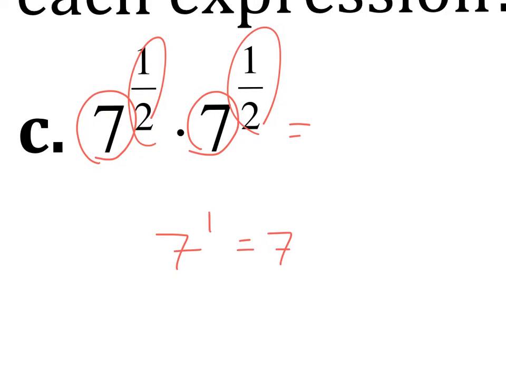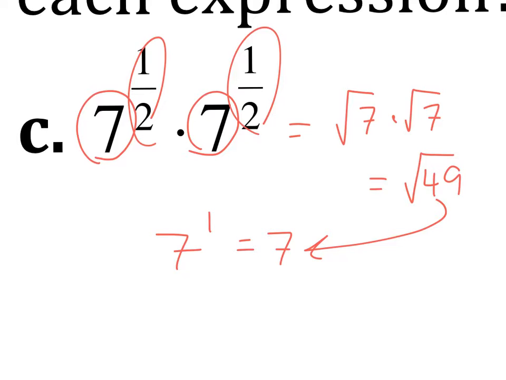Well, I could have done it like this. The square root of 7 times the square root of 7. If you wanted to keep going, that's the square root of 49. And what's the square root of 49? 7. So it doesn't matter which direction you go.